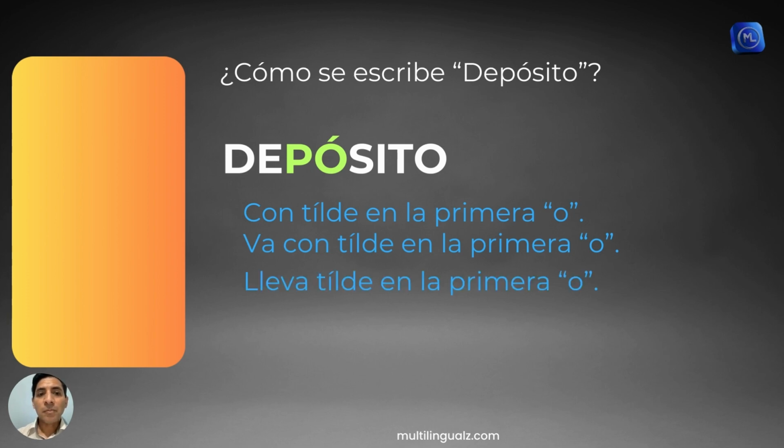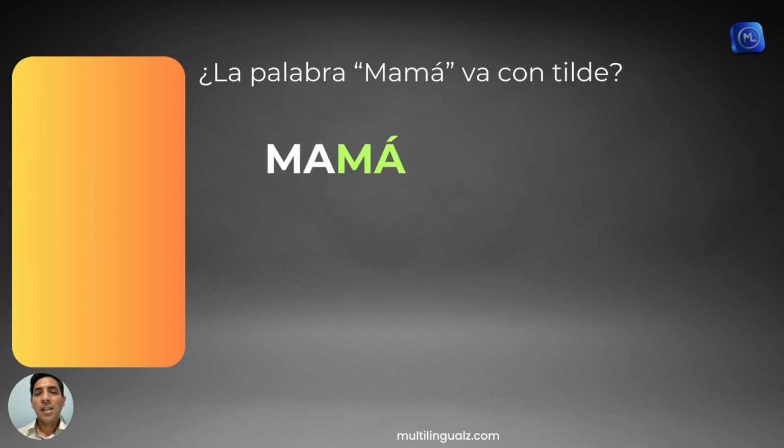Another option would be lleva tilde en la primera O. Or tiene tilde en la primera O. So you can hear any of these phrases making reference to where the accent mark goes. So if you want to ask how to write a word, you can say, for example, la palabra mamá va con tilde. Does the word mother take an accent mark? And then they will tell you where the accent mark goes.